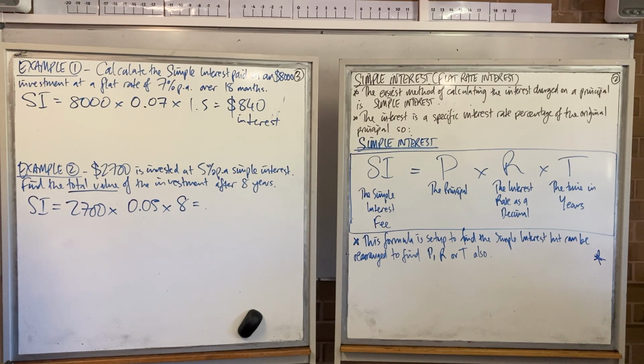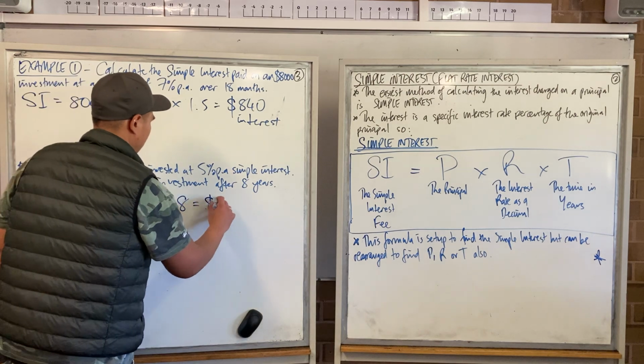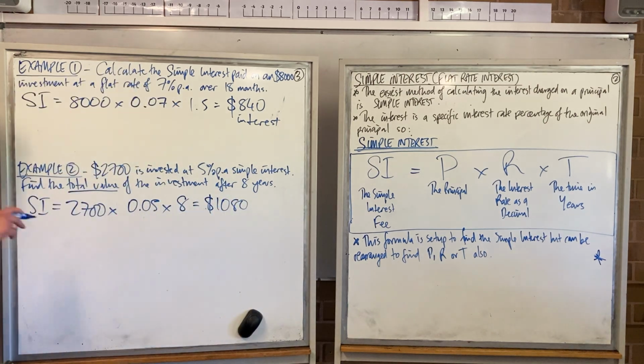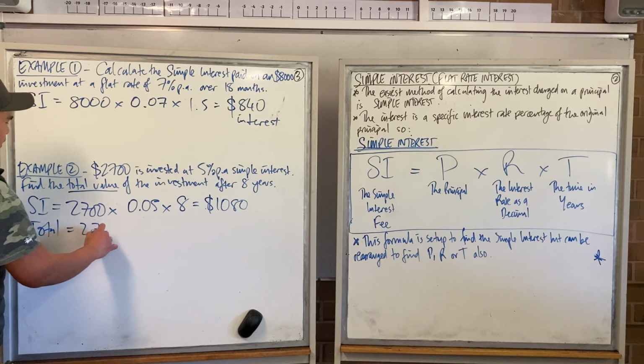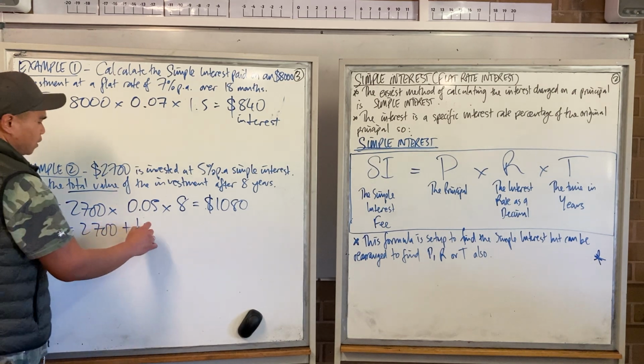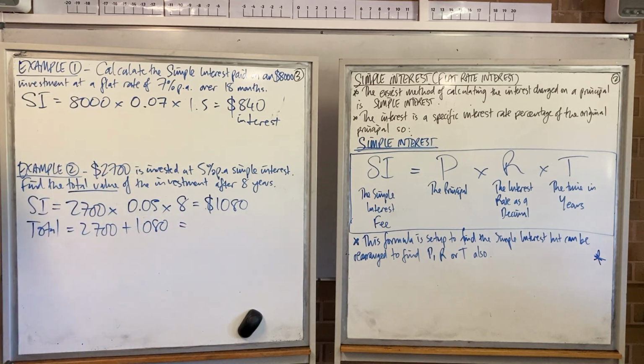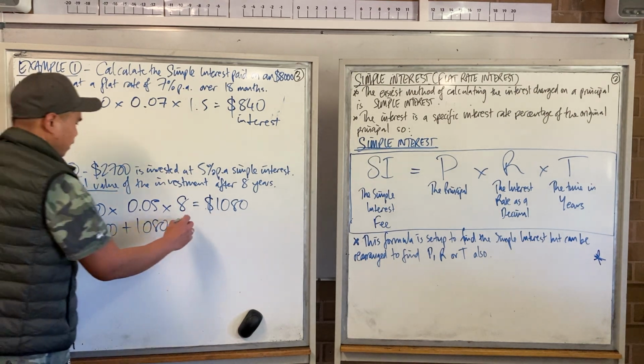Anyone? 1080, well done. 1080 of interest, but that is not what the question is asking. It's working out how much is my investment at the end. So total is going to be the 2700 that I started off with plus 1080, 3780.